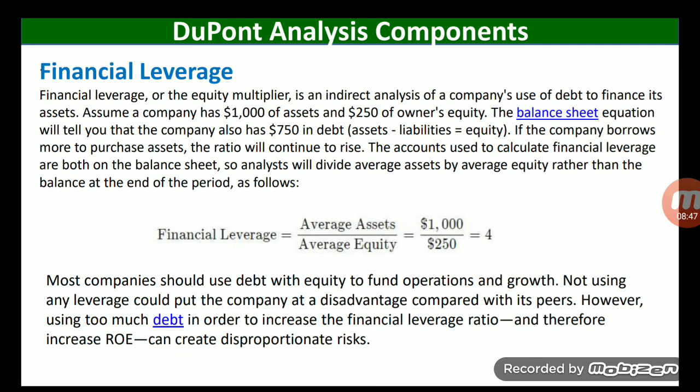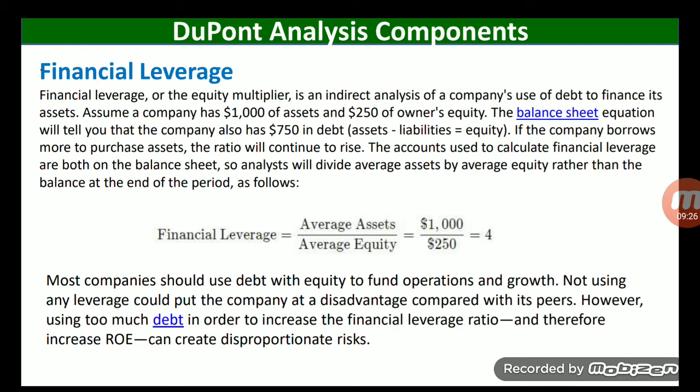The accounts used to calculate financial leverage are both on the balance sheet. So an analyst will divide average assets by average equity rather than the balance at the end of the period. So financial leverage is equal to average assets divided by average equity, which in our example is $1000 divided by $250, equal to 4.